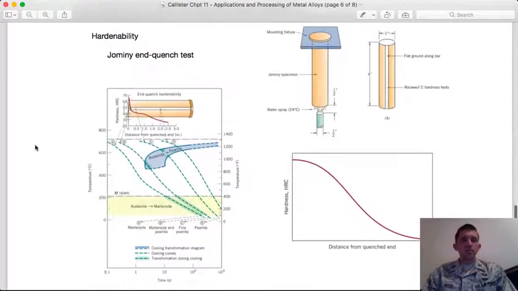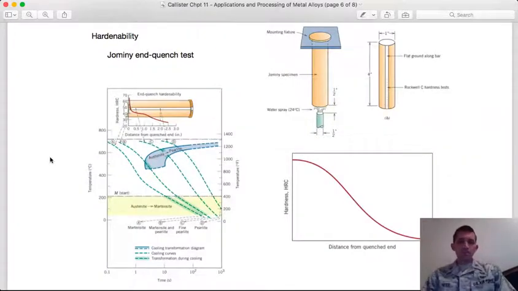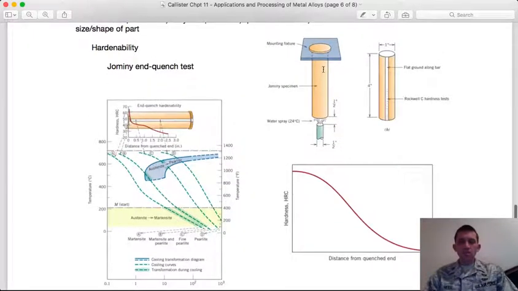This ability to be quenched is a property called hardenability, and as it sounds, it's the ability to be hardened. It's measured with the Jominy end quench test, which is pretty simple. You heat up a specimen to a set temperature where you have austenite, then quickly take it out of the furnace, mount it in a fixture, and spray water at the bottom of it.